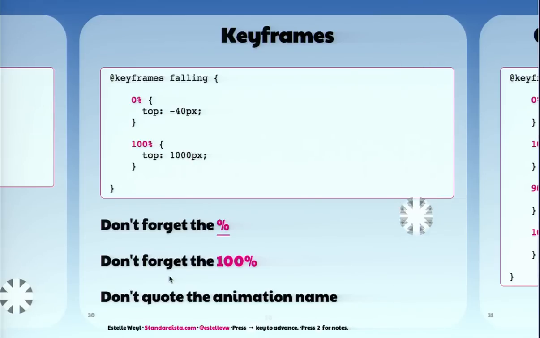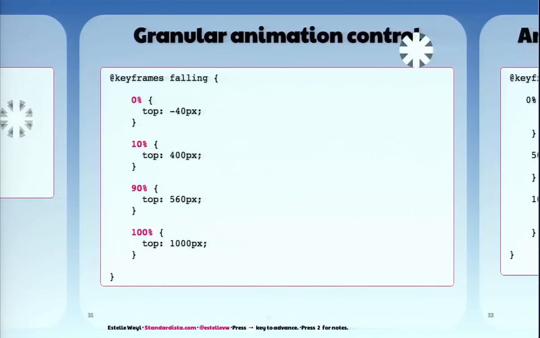You can have many of them. In fact, here we have 4. And when I hover over this, it says at 0% of the time, basically at the beginning, start at negative 40 pixels from the top. 10% into the animation, you should have gone 400 pixels. 90% of the animation time, you should have gone 560 pixels. So we're going to spend 80% of the time going 160 pixels, and we're going to spend 20% of the time going the rest. And that's why it's slowing down in the middle. Does that make sense? Okay.